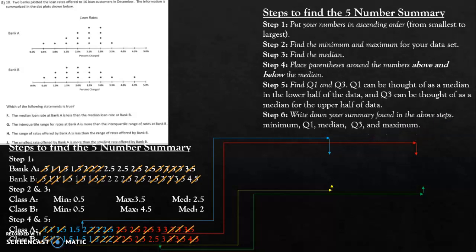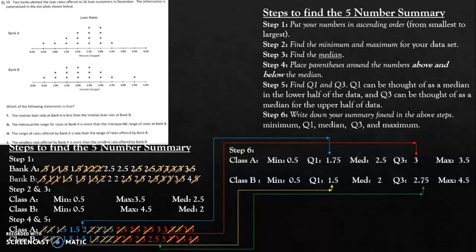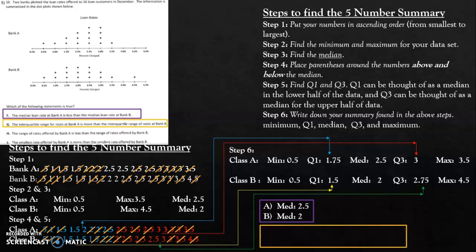Okay, now I'm going to follow off into step 6. Step 6 says to write down all my numbers. So there you'll see my values. If you have any questions, let me know. As we move on, now we have to understand each statement. The first one says that the median loan rate for A is less than the median for B. So A is less than B. That's not true. But for this question, we want the truth, so that one's wrong.